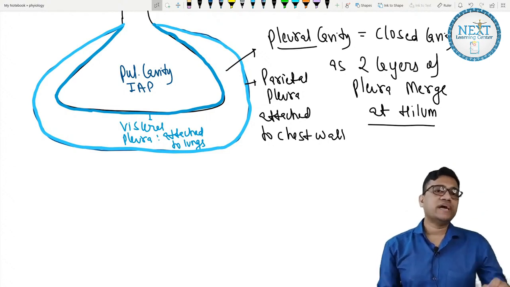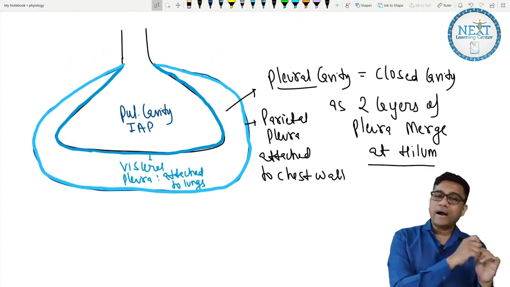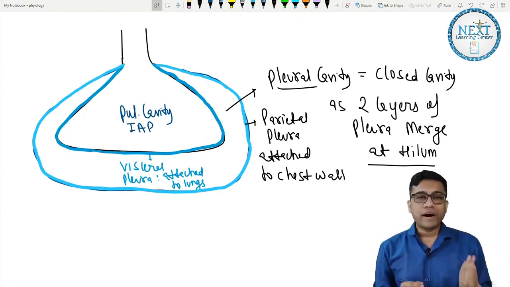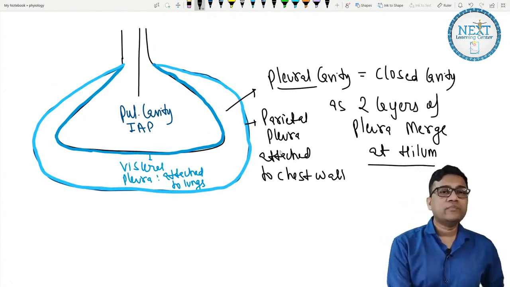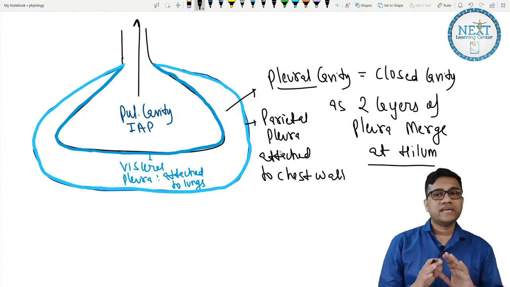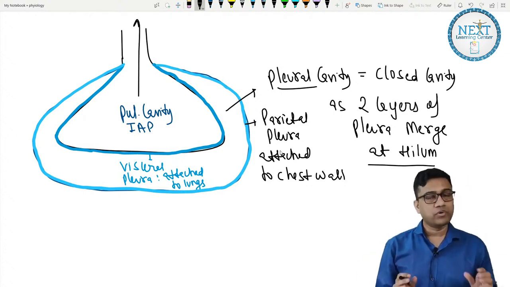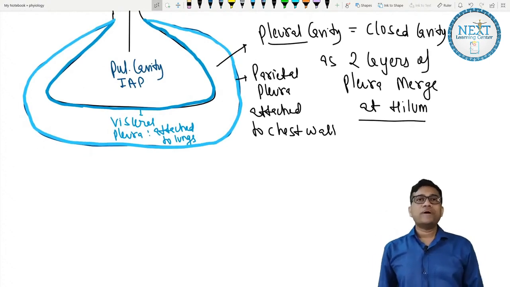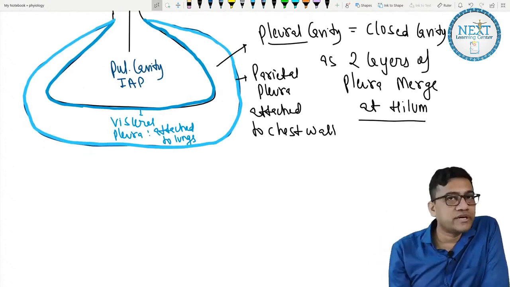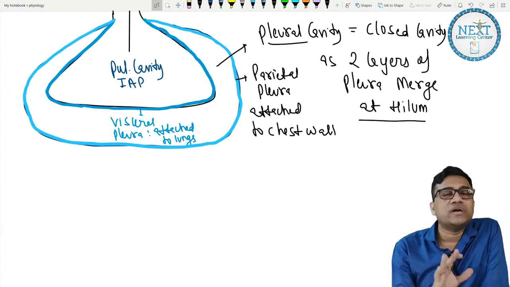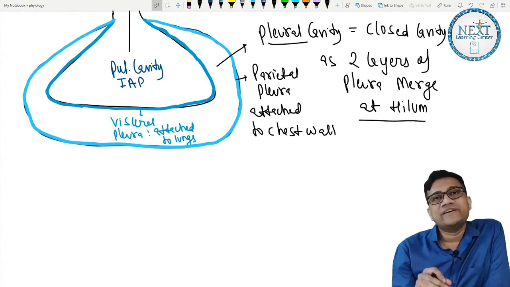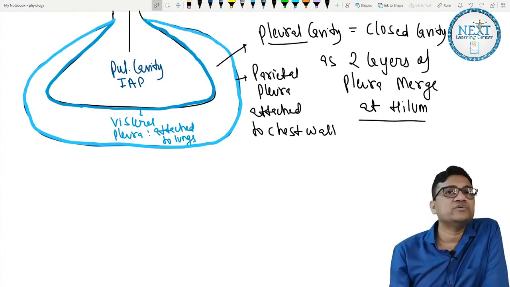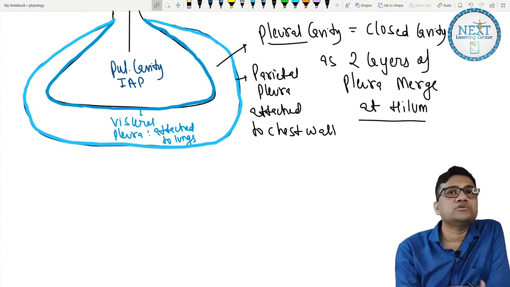So which cavities do we have? Two cavities, pulmonary and pleural. Pulmonary is connected to the atmosphere. Pleural is connected to nowhere. Are you clear now? In an open cavity the pressure is the same as outside, but a closed cavity is not connected to any place. So that's why its pressure is not always equal to 0. It can be more also, less also.